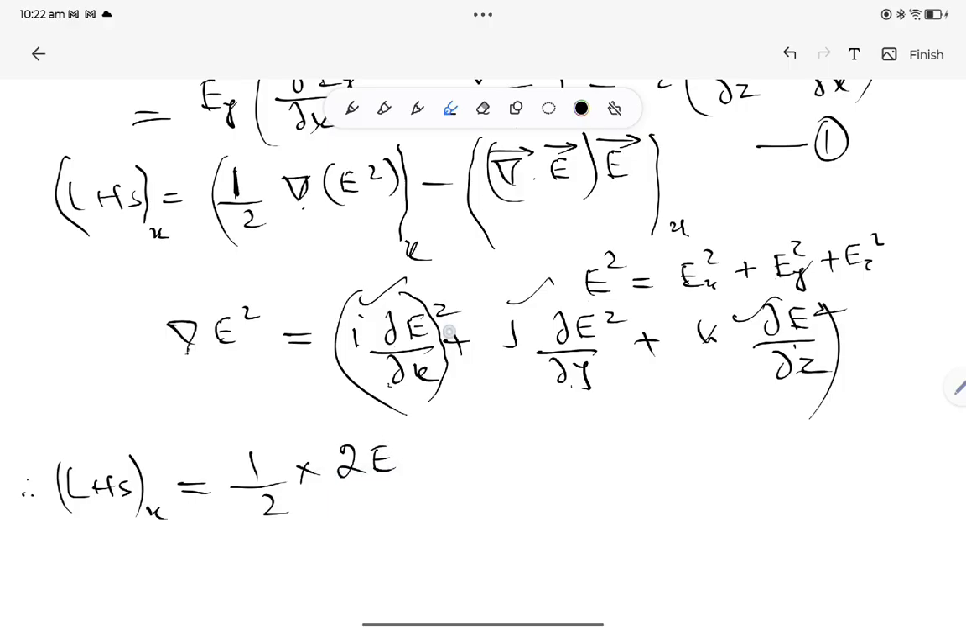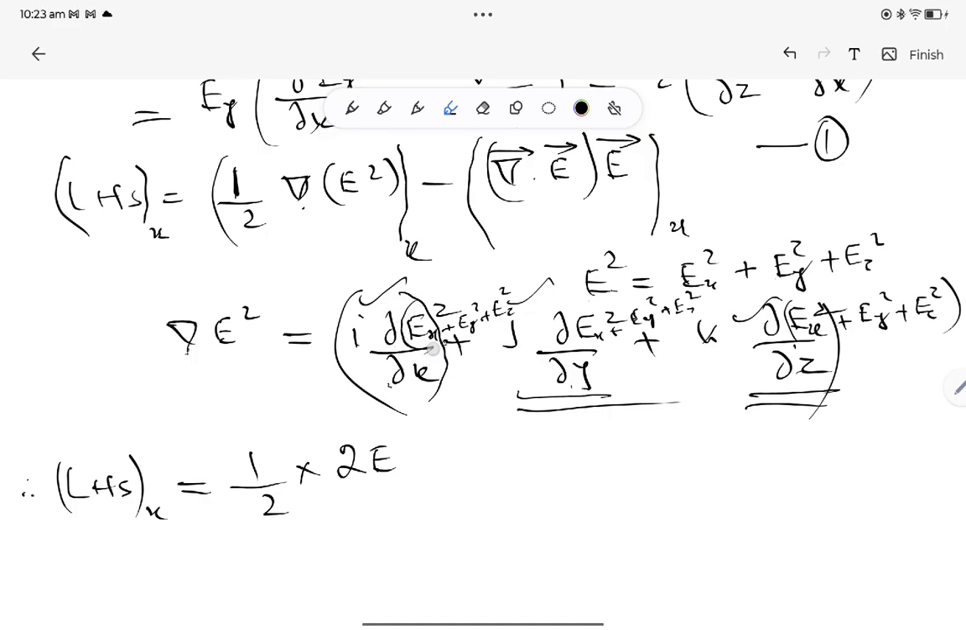E square is ex square plus ey square plus ez square. So when I write in place of E square, I write ex square plus ey square plus ez square, and similarly I have to write it here and here. Since I am interested only in the x component, I need not bother about the other terms at all. So I am having only this term.